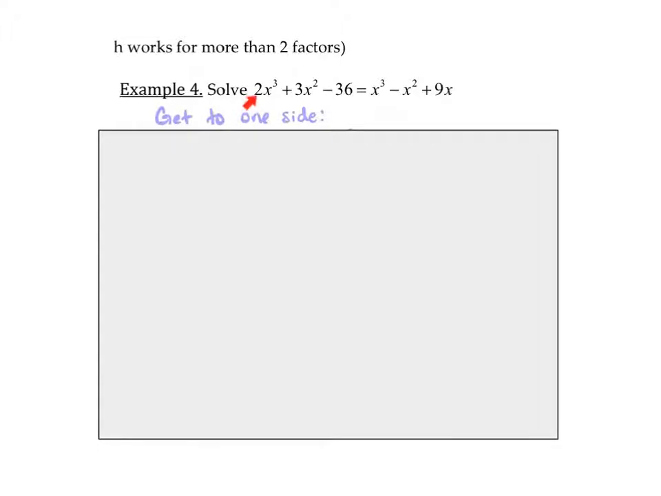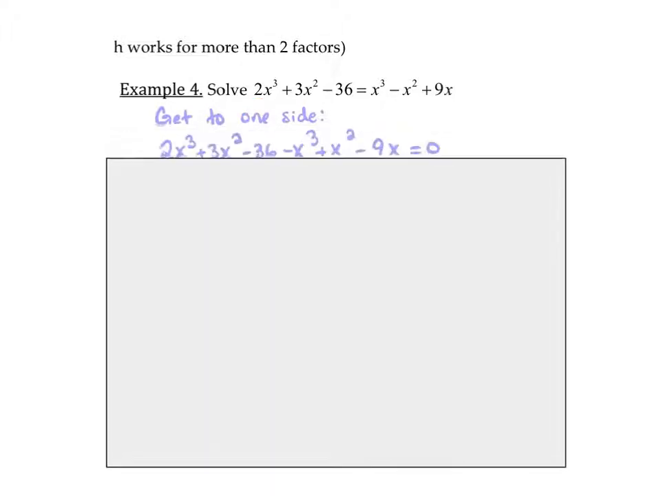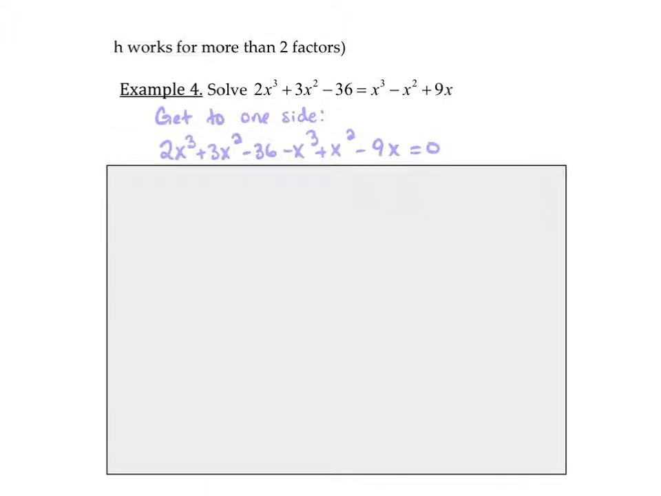This first example, we have a trinomial cubic on one side and another trinomial cubic on the other side. Now, in order to start solving this, our first thing to do is to get everything to one side. So all I've done in this first step is subtracted the right-hand side over to the left-hand side. So that's why I have a negative x cubed, a positive x squared, and a negative 9x.